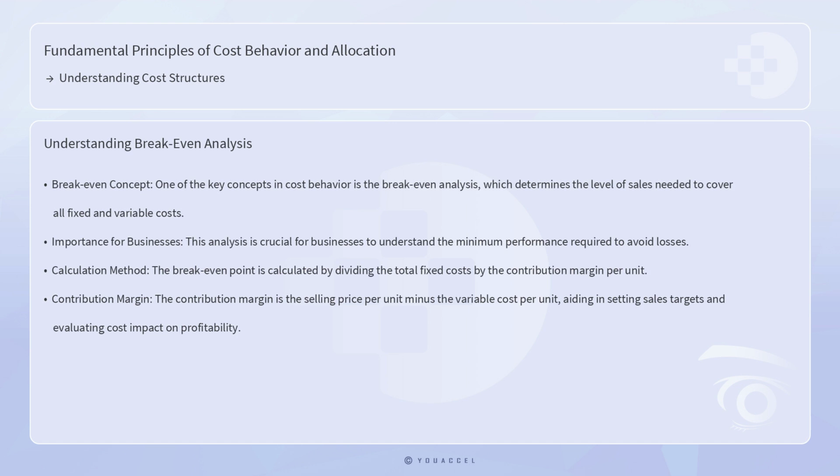One of the key concepts in cost behavior is the break-even analysis, which determines the level of sales needed to cover all fixed and variable costs. This analysis is crucial for businesses to understand the minimum performance required to avoid losses. The break-even point is calculated by dividing the total fixed costs by the contribution margin per unit, where the contribution margin is the selling price per unit minus the variable cost per unit. This metric not only aids in setting sales targets, but also in evaluating the impact of cost changes on profitability.